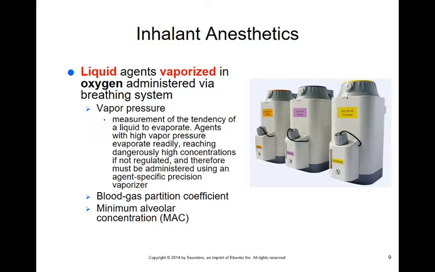They start as liquids. They're liquid agents, and they are vaporized with oxygen using these canisters. These canisters are under pressure, and under a certain pressure, they will vaporize that liquid into gas. So vapor pressure is the measurement of the tendency of the liquid to evaporate. Agents with a high vapor pressure evaporate readily and can reach dangerously high concentrations if they're not regulated. So we have these specific vaporizers that are color-coded based on what type of liquid you're putting in there.